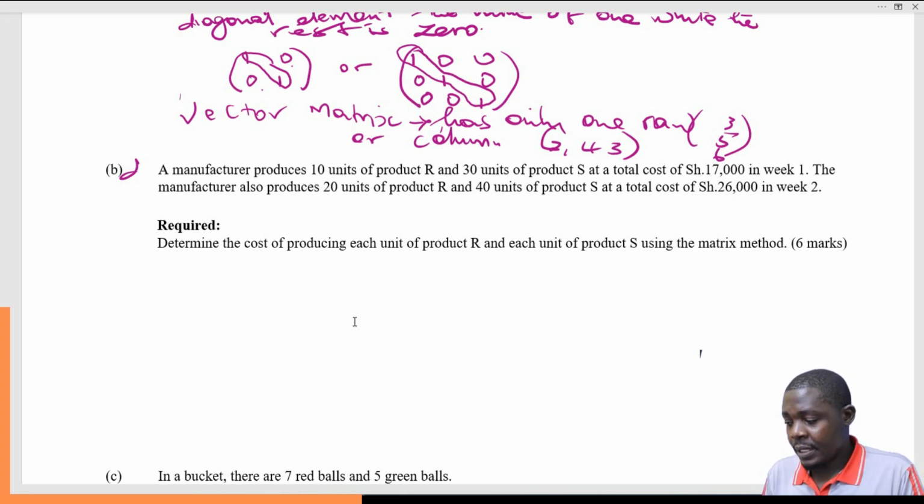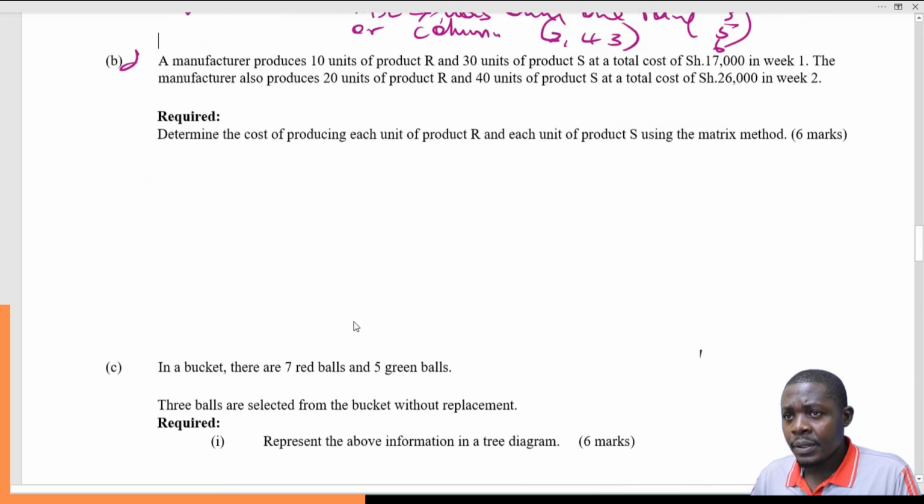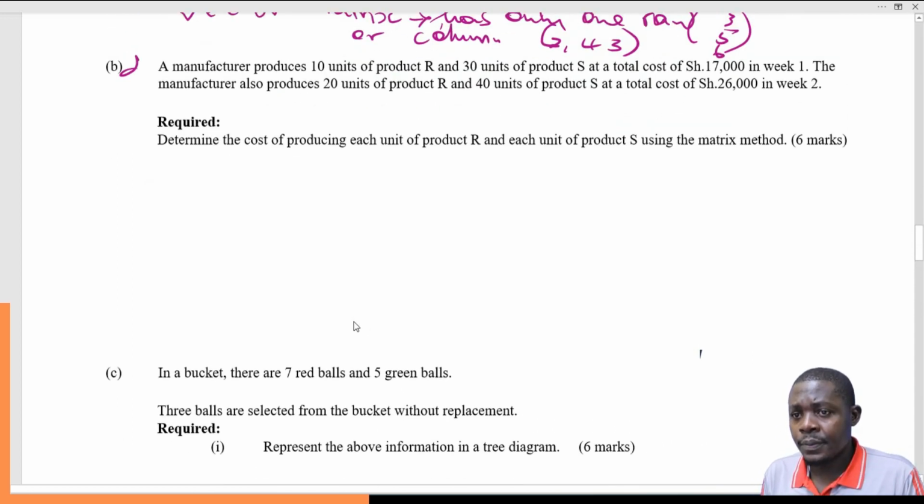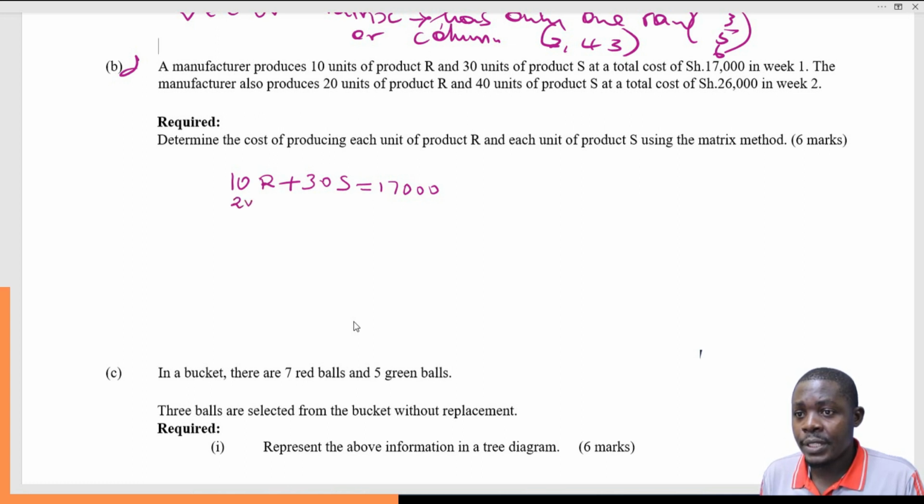We are going to have that 10R, producing 10 units of R, we are adding 30 units of S at a cost of 17,000. Then again, the manufacturer produces 20R and 40 units of S at a cost of 26,000. Right, that is a simultaneous equation.